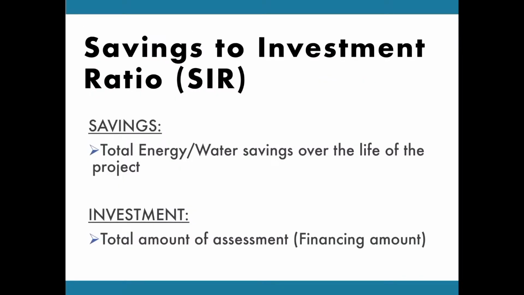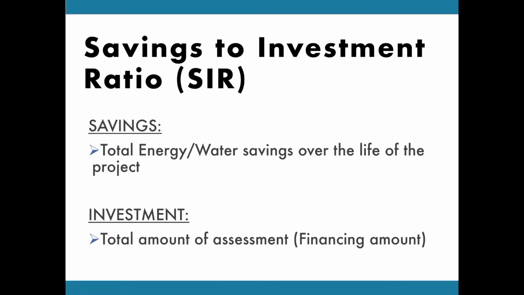Ultimately, all of our projects are going to be evaluated on their economic merits. And in the PACE world, not just in Texas, but really the entire country, uses a metric called the Savings to Investment Ratio, or SIR. The math behind calculating the SIR is fairly simple, fairly straightforward.